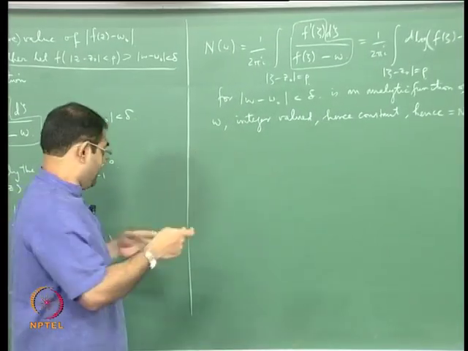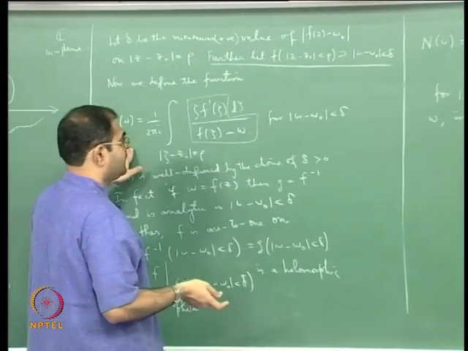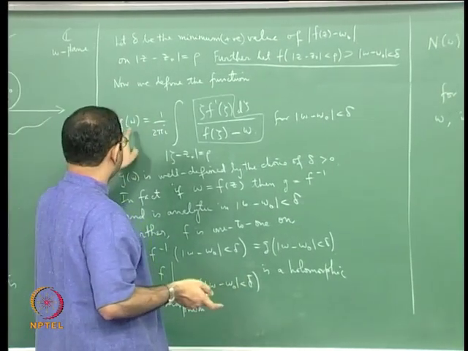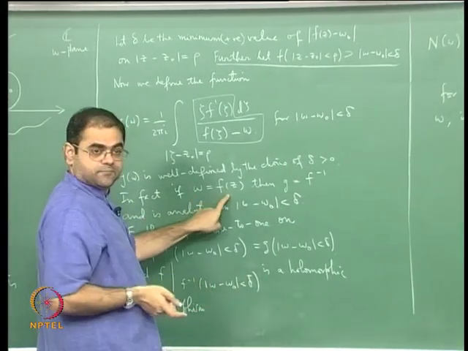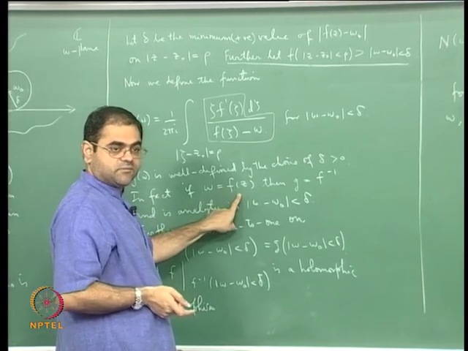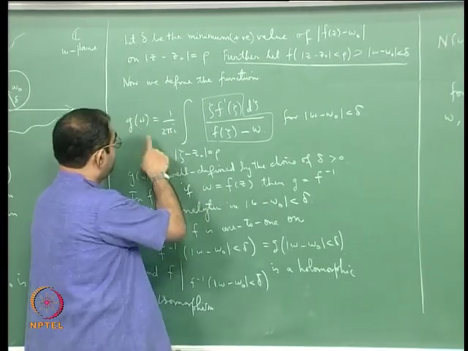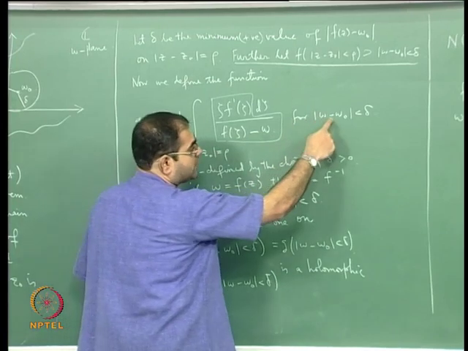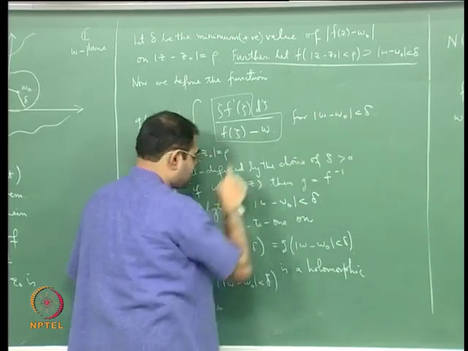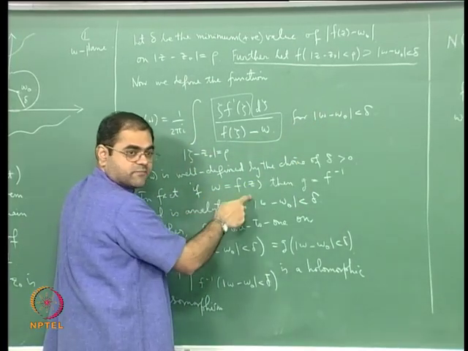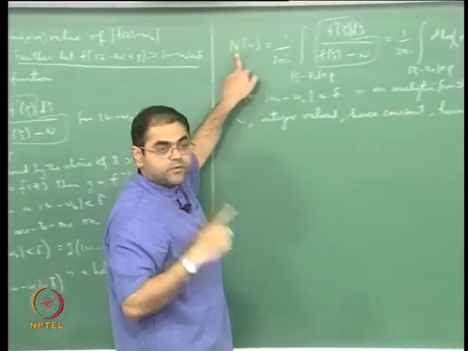okay. See, let me recall for your benefit how we got this g of w equal to z. How did we get g of w equal to z? First of all, for any w such that mod w minus w naught is less than delta, there is a z such that w equal to f of z. That is because of the fact that n of w equal to 1.